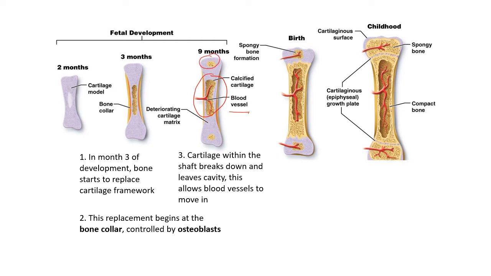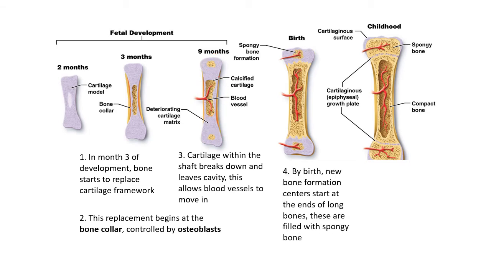Also notice that by 9 months, the ends of the long bones are starting to be replaced with bone as well. By the time a baby is born, at 40 weeks if that's full term, the shaft of the long bone is completely made of hard bone, but the ends are still cartilage. But there is hard bone forming, and we do see blood vessels invading that bone as well. So we are starting to form the spongy bone that we would see on the surface of the ends of our bones. But notice that at birth, a lot of the skeleton is actually still cartilage.